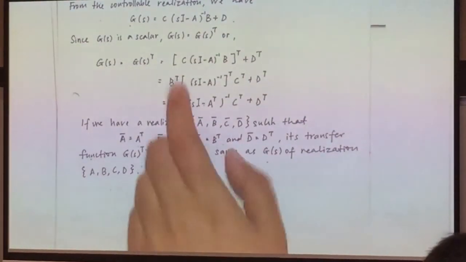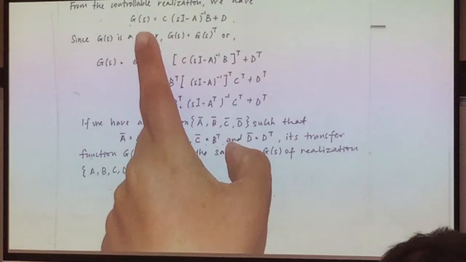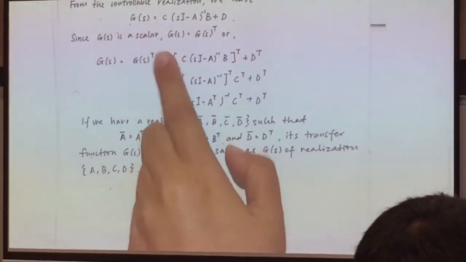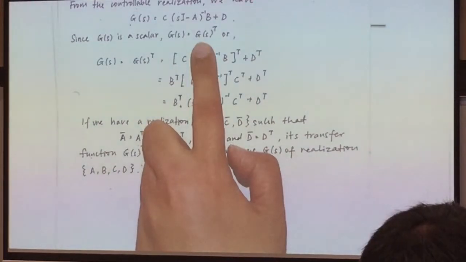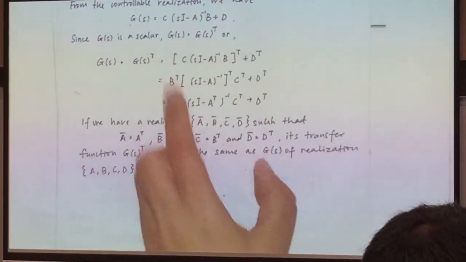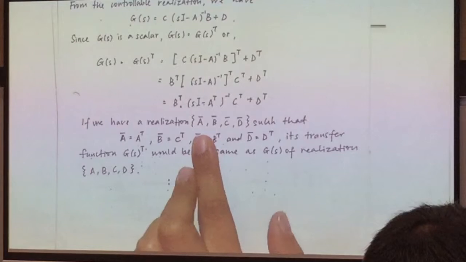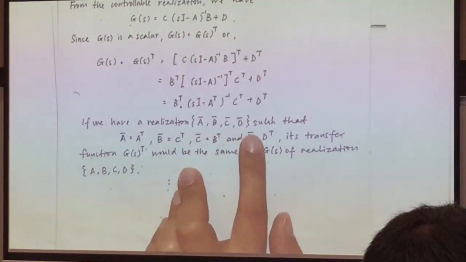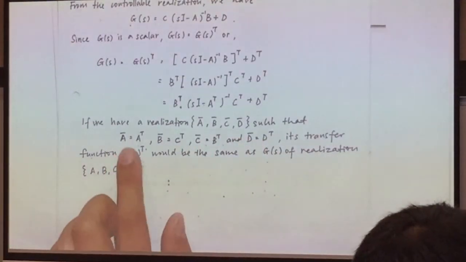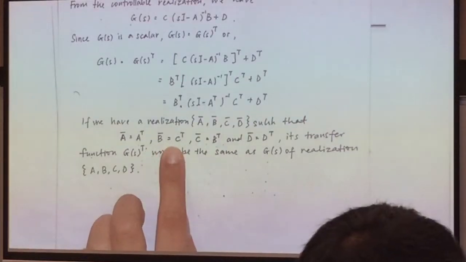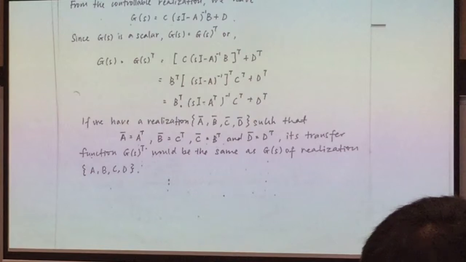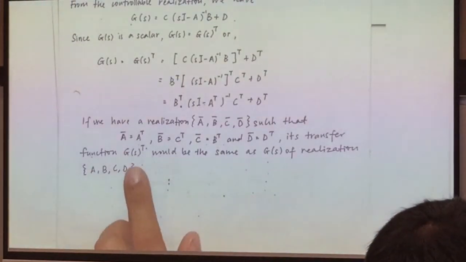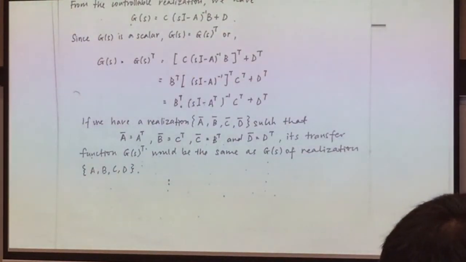Okay? In the second page, if you know what the transfer function is, and because the transfer function is a scalar, G(s) is the same as G(s) transpose. You can say that if you have a realization A bar, B bar, C bar, D bar, which is the same as A bar is A transpose, B bar is C transpose, C bar is B transpose, and D bar is D transpose, then the transfer function G is the same as G(s) transpose. Okay?